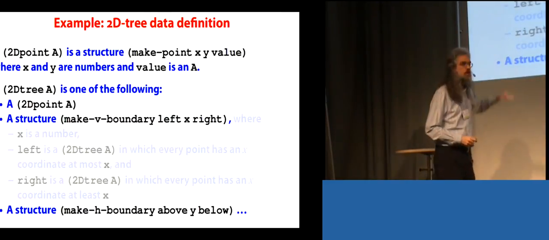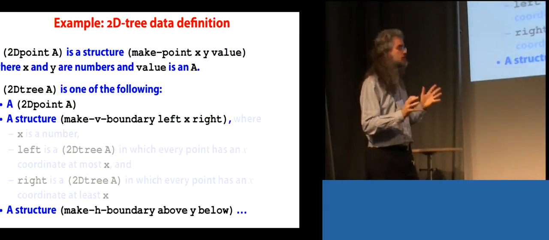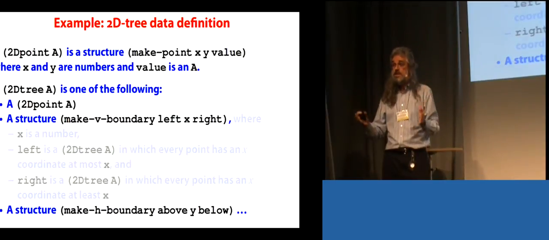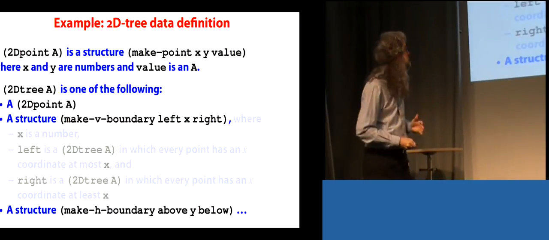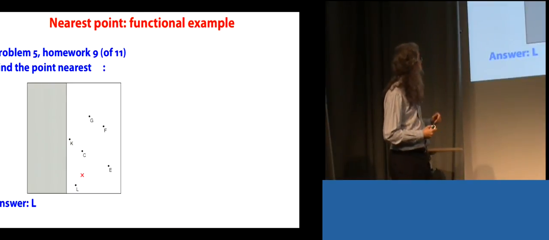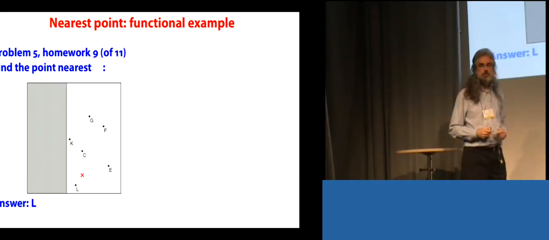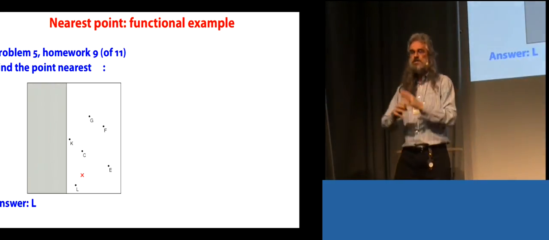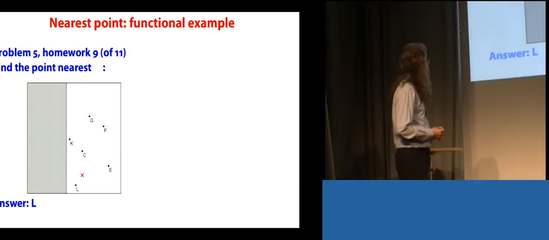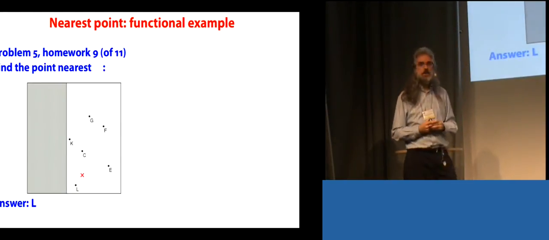And here in the lighter colors are all of the side conditions and invariants that make it an absolutely proper 2D tree search structure. So with the data description and examples, we're now ready to design functions. And here's a function from a relatively late homework that says, if I look at the point marked at the red X, and I'm looking at that place, what is the point in the data structure nearest to that place? And here I've got a functional example. The nearest point is L.